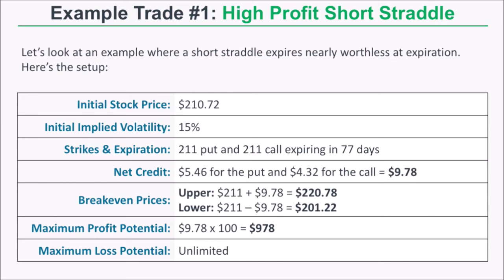So our maximum profit potential in this case is the credit of $9.78 times 100, which comes out to $978. Now, as always, our maximum loss potential is theoretically unlimited.